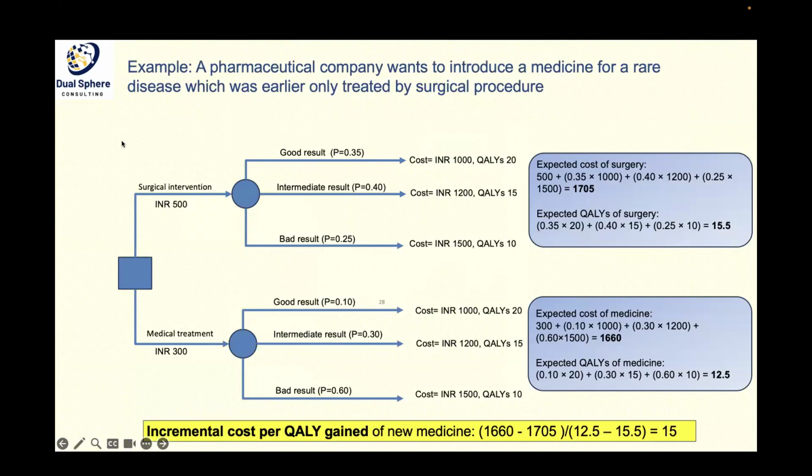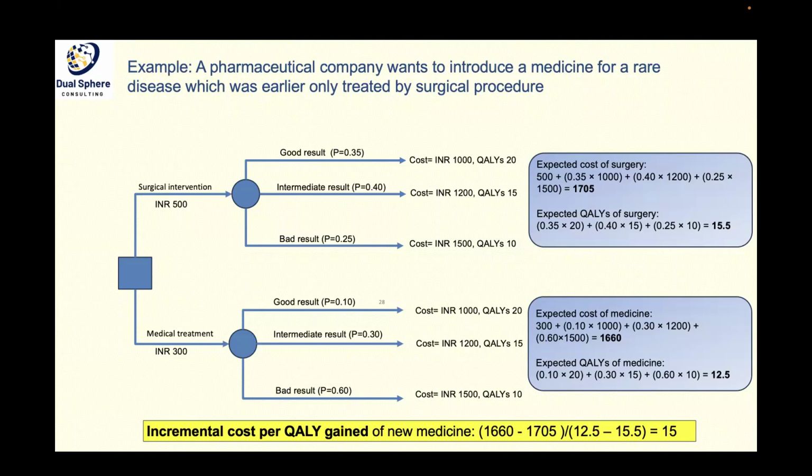Here, see one example. A pharmaceutical company wants to introduce a medicine for a rare disease which was earlier only treated by a surgical process. Now you have your square node, which is your choice node. Here you will put out all the choices you have for your intervention. Earlier you just had surgical intervention, now you also have a medical treatment. I have put the cost for each here already, 500 rupees and 300 rupees for each option.